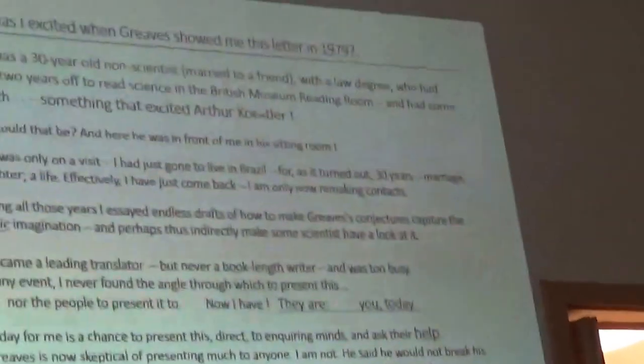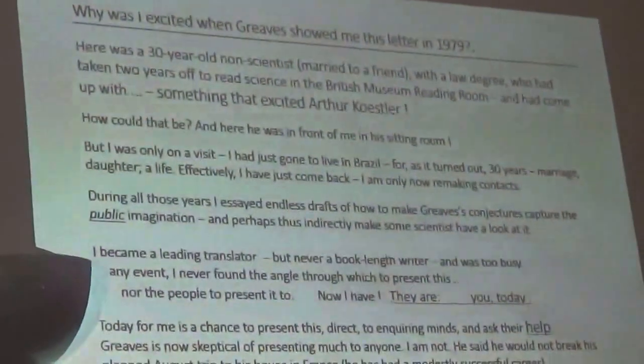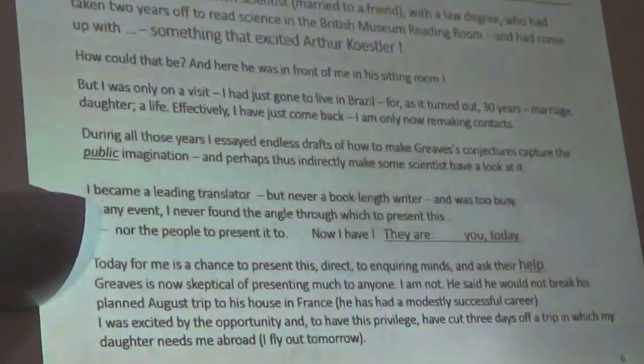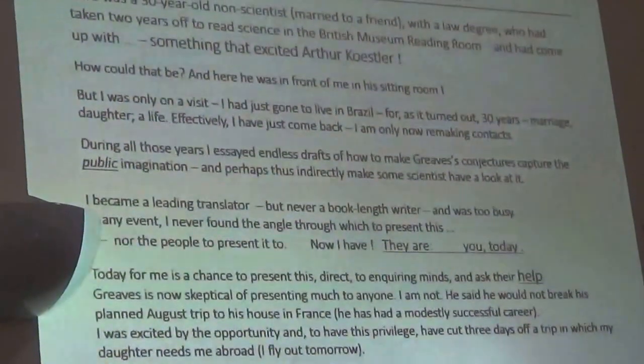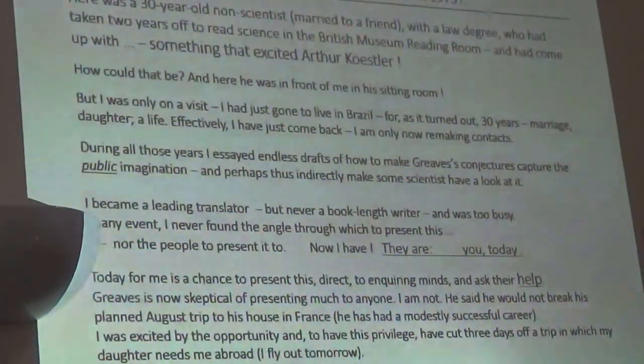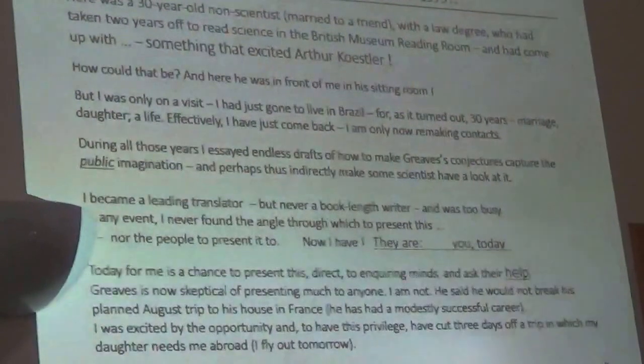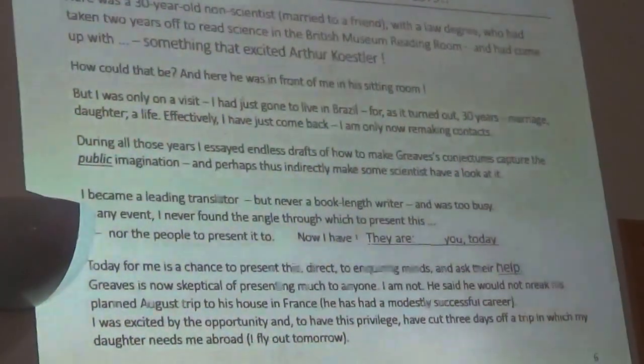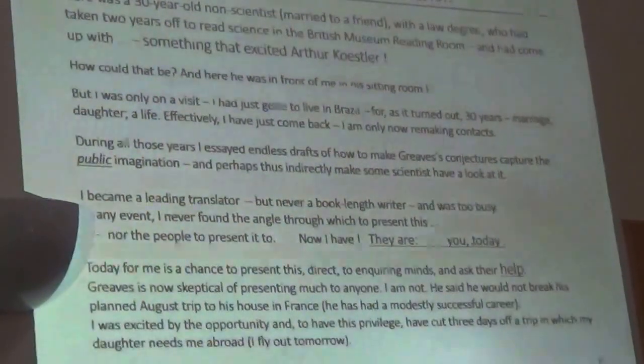Why was I excited when Greaves, my friend, showed me this letter in 1979? He was a 30-year-old non-scientist, married to a friend of mine with a law degree, who'd taken 2 years off to read science in the British Museum reading room and come up with something that excited Arthur Koestler. I thought that was completely amazing. Am I wrong? I'm looking around to see. It seems to me that was amazing on its own.